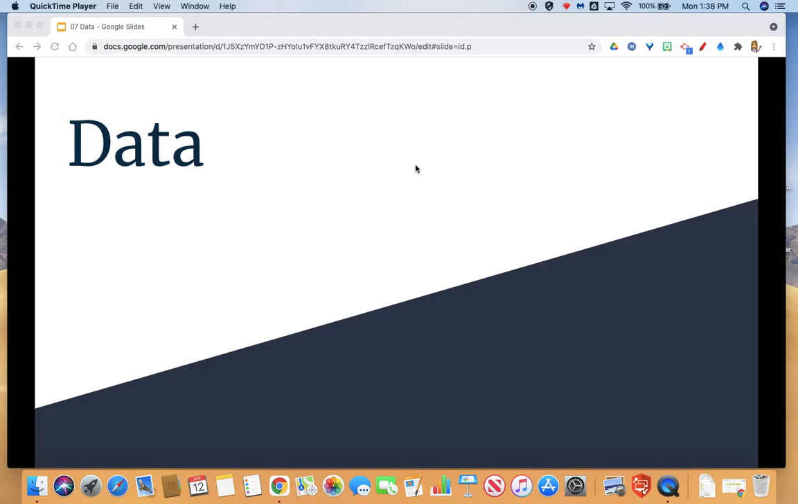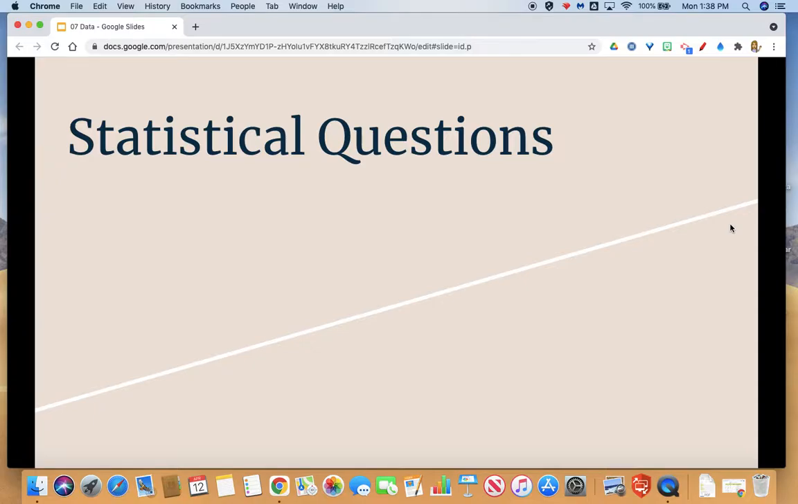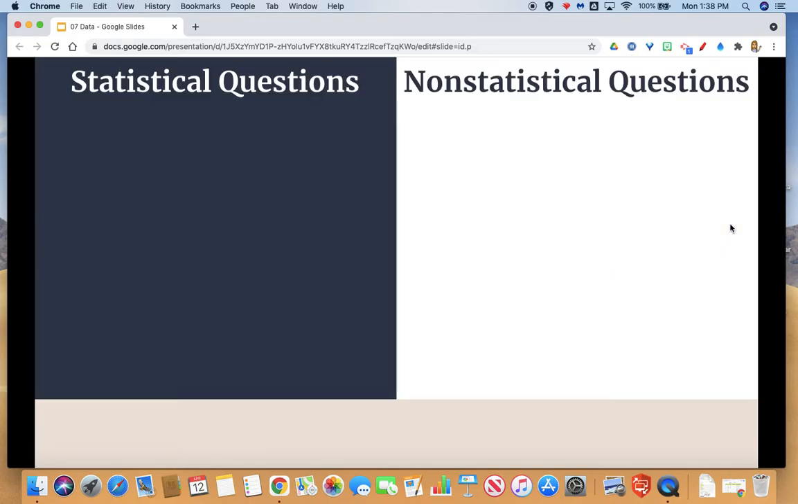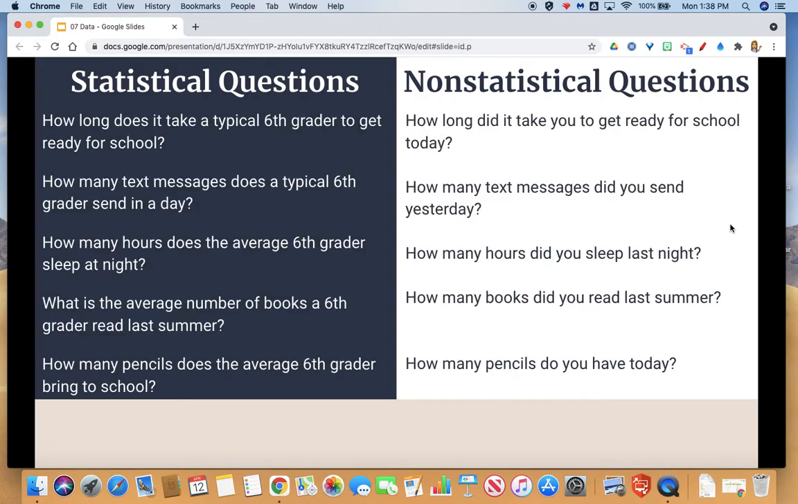Open up your notebook to a fresh page and press play when you're ready to continue. This lesson is going to be talking about 3 different types of skills. The first skill we're going to talk through is statistical questions. Let's take a look at a list of statistical questions and a list of non-statistical questions.